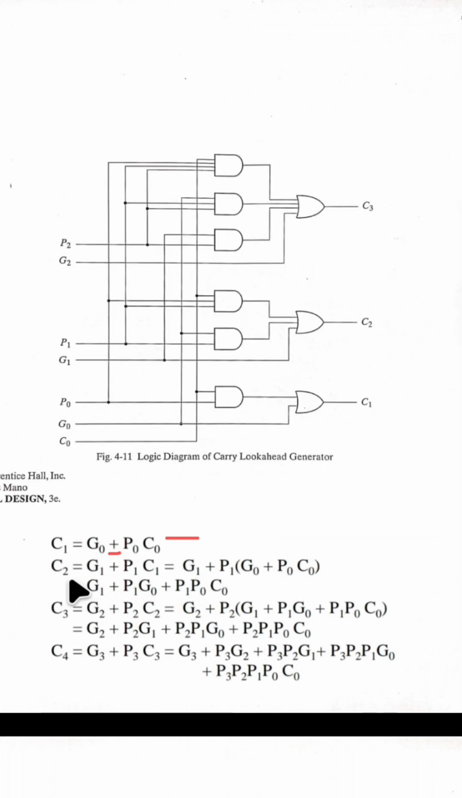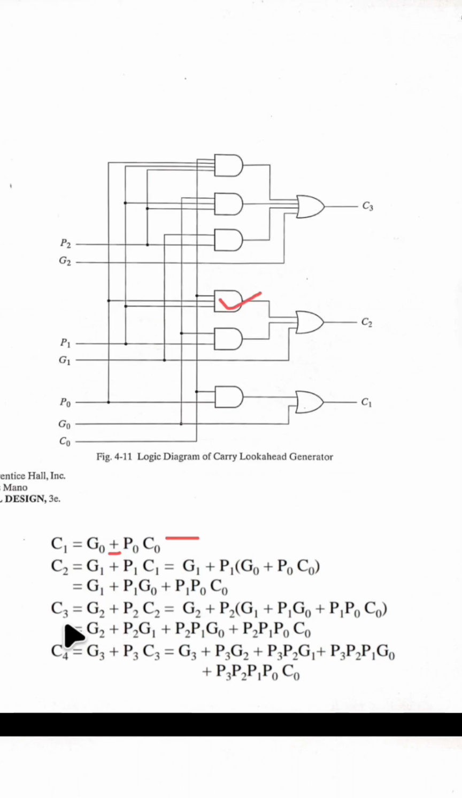So now let's go to C2. C2 will be having G1, so sorry, this is my equation. C2 is equal to G1. Look here, G1 is going directly. Then P1 C1. Look here, this is my P1 and this is my C1, and P1 G0 is this, that is taken here. Then again P1 P0 C0. This is the third one. Three things are connected to C2.